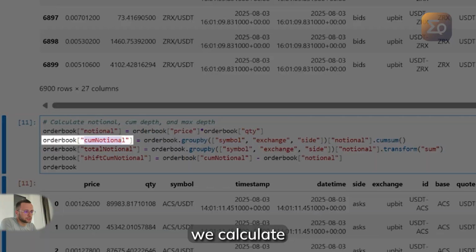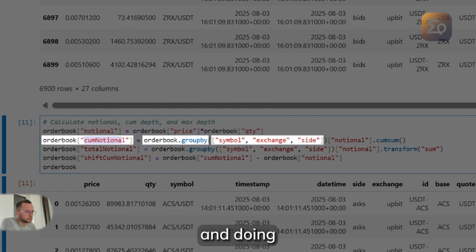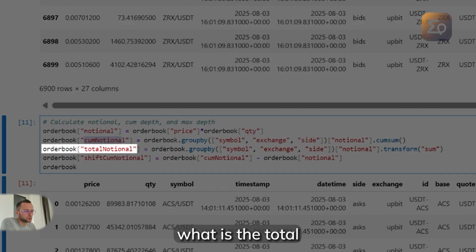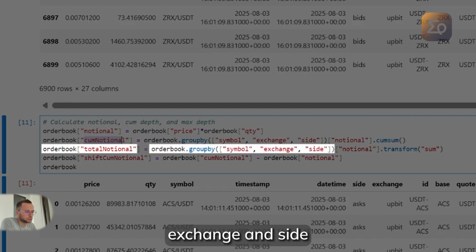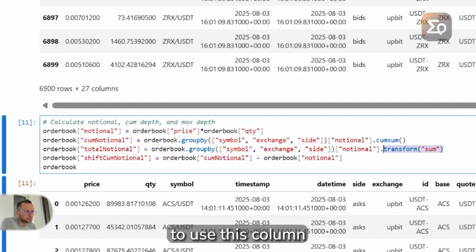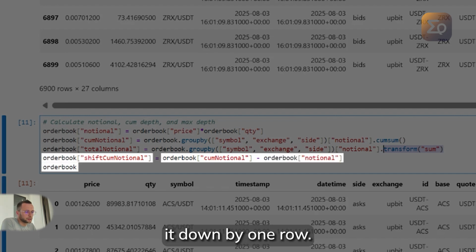So for this reason, we calculate the cumulative notional value of the order book by grouping by each symbol and side and doing the cumulative sum of the notional. For later on, we're also going to need to know what is the total notional value inside of the order book. And for that, we're going to do a group by on the same columns, which is to say symbol, exchange, and side, and do an overall sum. For our data manipulation, we're also going to use this column called shift cumulative notional, where we're simply going to take the cumulative notional value that we calculated previously, and we're going to shift it down by one row.